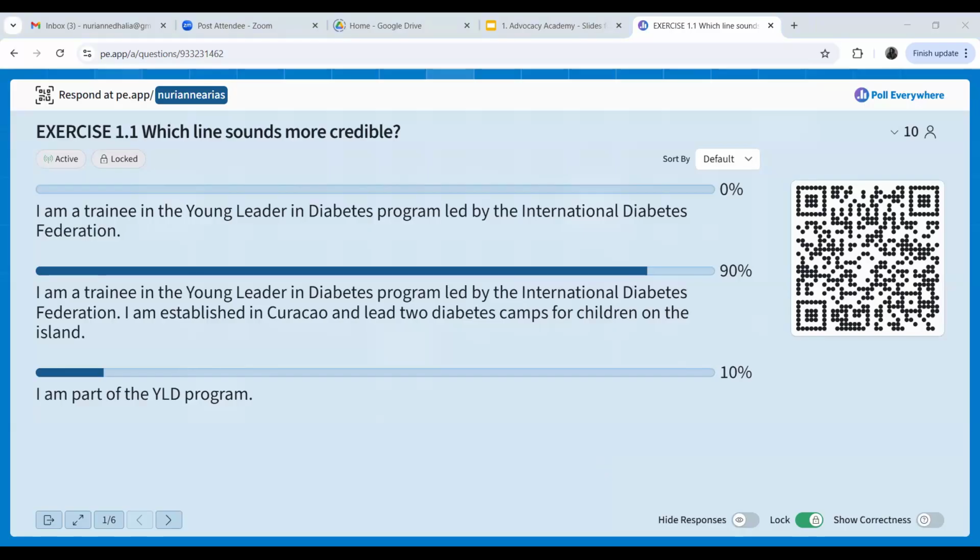I picked the second one just because it gave a lot of information about who you were, but also where you're based, and some of your experience. So I think it gives the reader more substance to what you're saying. They would take it as more credible because you're not vague or giving very generic information. It's very specific. Thank you, Cameron. Thank you for jumping in.